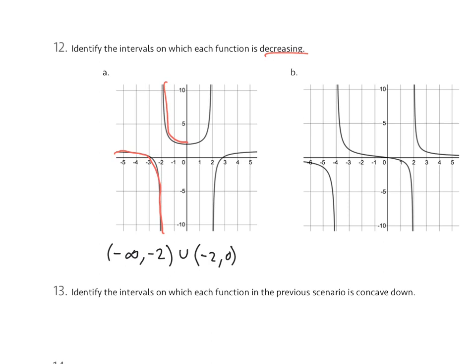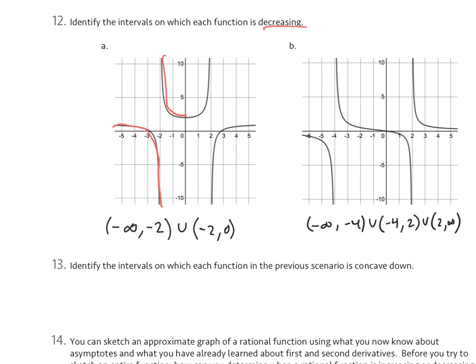Part B, let's look at when it is decreasing. This part is decreasing, this part is decreasing, this part is decreasing. It is all decreasing, except we do have to take out any part where the function is undefined. So negative infinity all the way to negative 4, parentheses, and then the union of that interval with negative 4 all the way to 2, and then break it, and then the union of that interval with the interval 2 to infinity. Number 13, identify the intervals on which each function in the previous scenario is concave down.